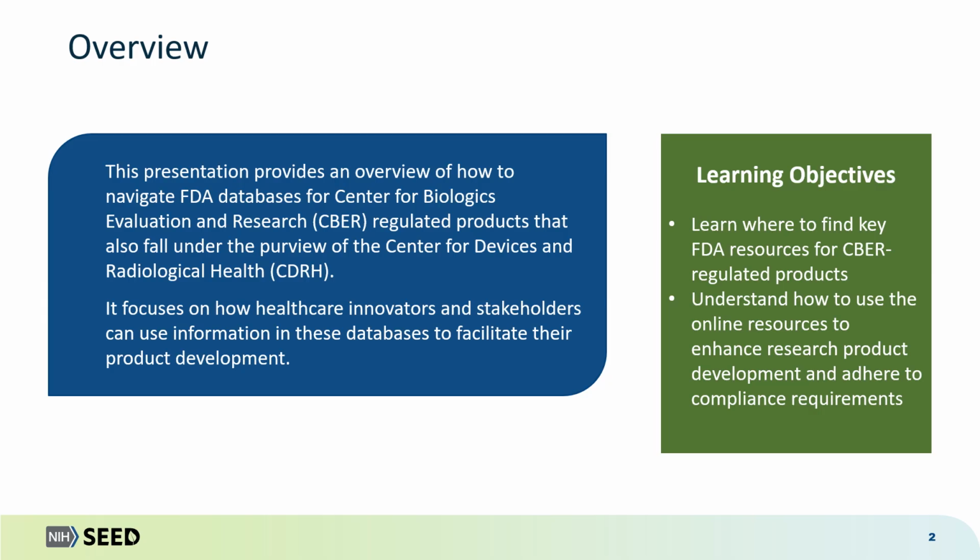By the end of this presentation, you will be familiar with essential FDA resources for CBER regulated products, including where to find information on product classification, approval status, and compliance requirements. We will review practical search strategies for efficiently gathering this information, ultimately supporting you in building a comprehensive, compliant regulatory strategy for biologics development.